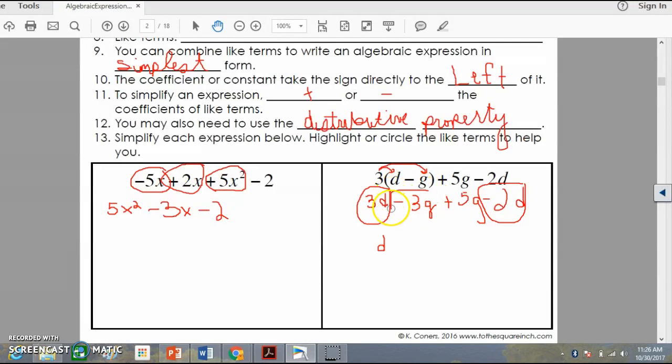Now I'm going to put a circle around the G's. I have negative 3 G's here and I have 5 G's here. Same kind of situation. The signs are different, so I have to find the difference. 5 and 3. The difference between 5 and 3 is 2. There are more positives than negatives, so I'm going to write plus 2G. And that's what we do.